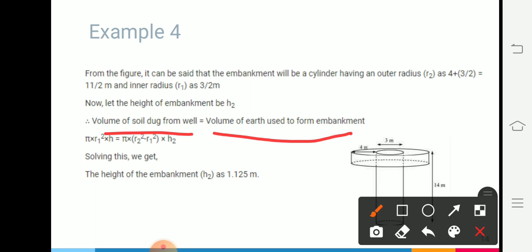Remember, this is a very, very important line in this question which you must write. So volume of earth used to form embankment. So this particular concentric circles that you can see, which is a cylinder which has 2 radii. So you need to take out the volume of this and this volume will be equal to the volume of the soil dug from the well. So solving this, you will get this particular volume. Substitute all the values, you will get the height of the embankment.